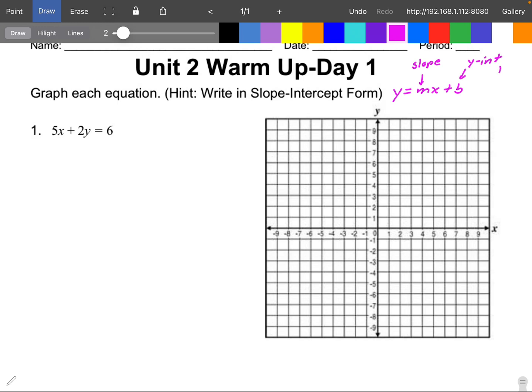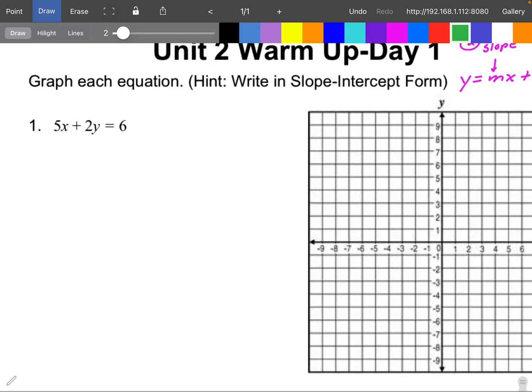Now we know that the first thing we have to graph is the y-intercept. Then from the y-intercept, we can then count the slope. But we have to start with the y-intercept. So if I want to take this equation and get it in slope-intercept form, that basically means solve for y. So the first thing that I want to do is to move the x over to the other side. Well, in order to move this x, I'm going to subtract 5x. And then over here, I'm going to subtract 5x.